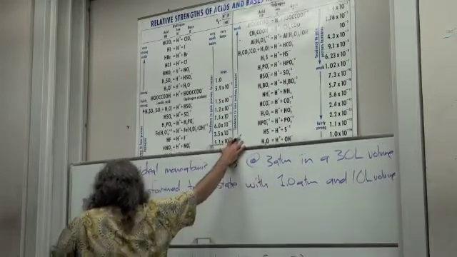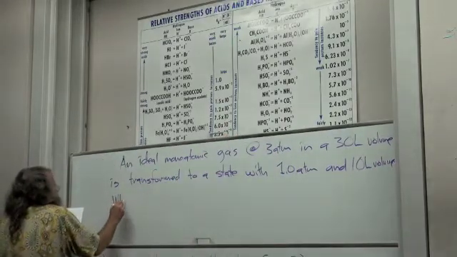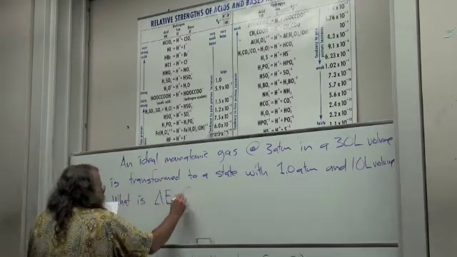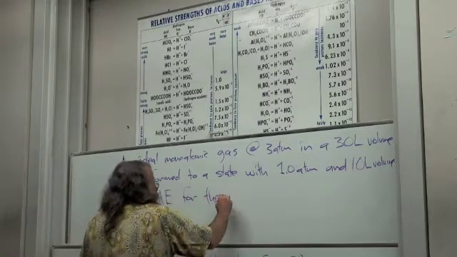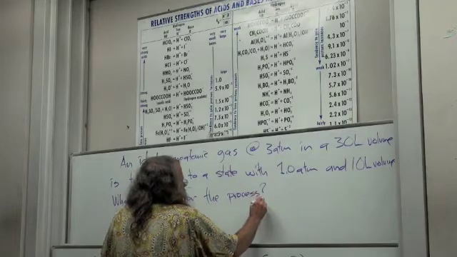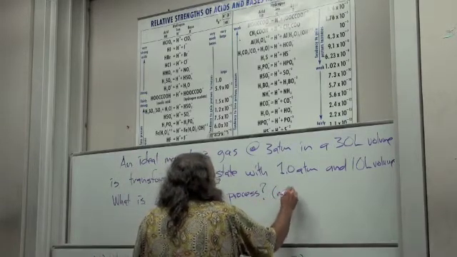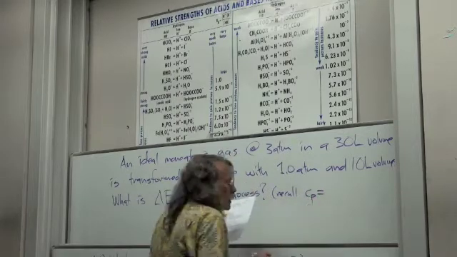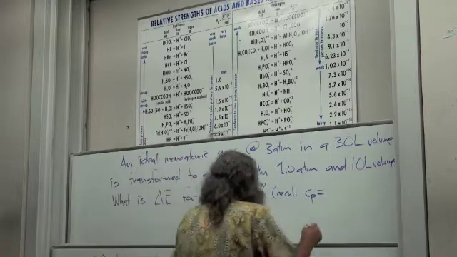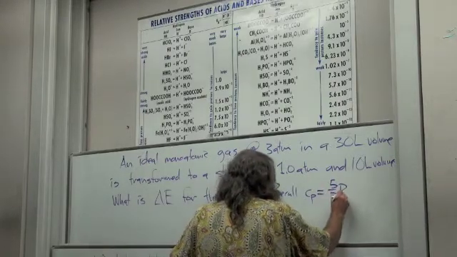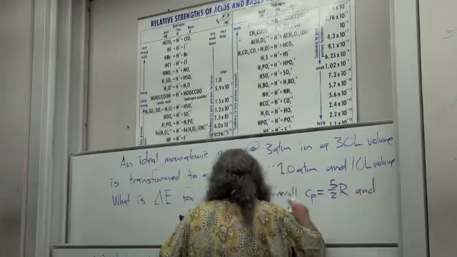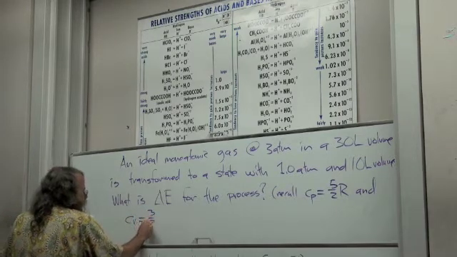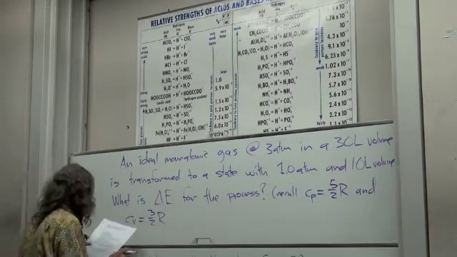Here. What is delta E for the process? And I say recall that heat capacity at constant pressure for a monatomic ideal gas is equal to 5/2 R, and CV is equal to 3/2 R for a monatomic ideal gas.